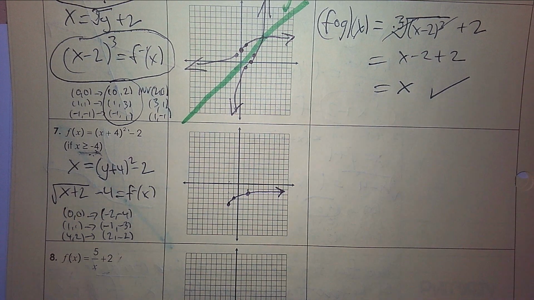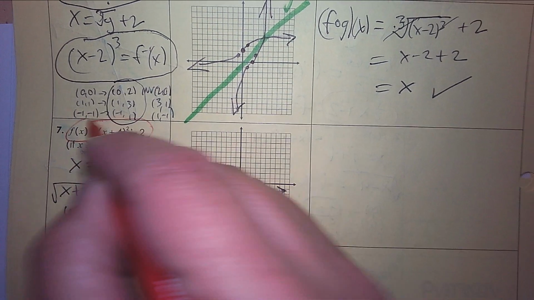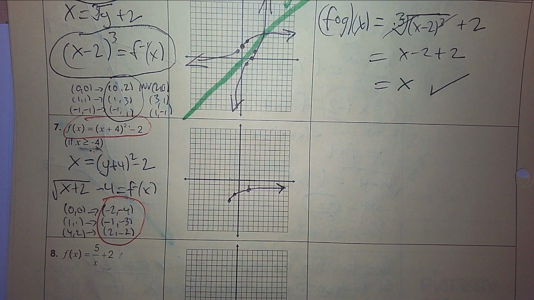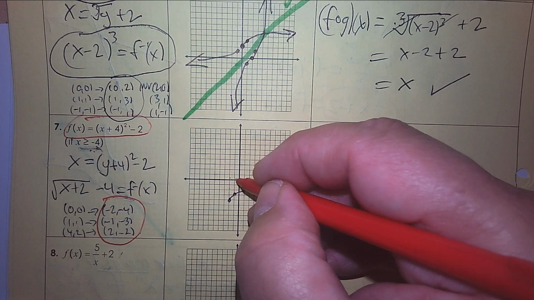Here, I'll change colors. I forgot to change colors for the last one. Do you know the other one's a parabola? What can I do with the points I just came up with for the inverse? You can just switch that. Everyone, right? So I'm going to go to negative 4, negative 2.